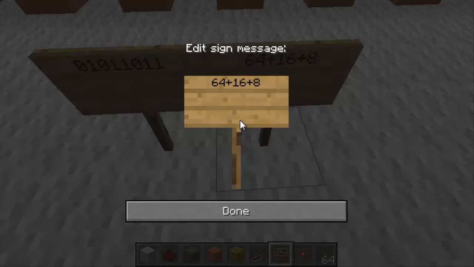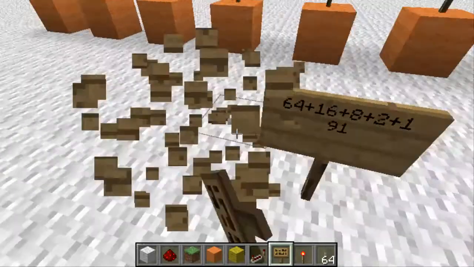So 64 plus 16 is 80. Yeah, it's just 80. So then 88 and then 91. So 91 is our total value. So that binary number is 91. It's pretty simple, pretty straightforward.